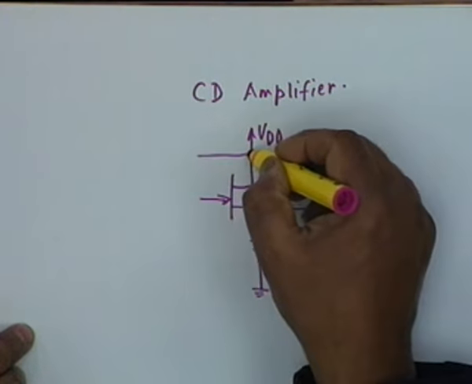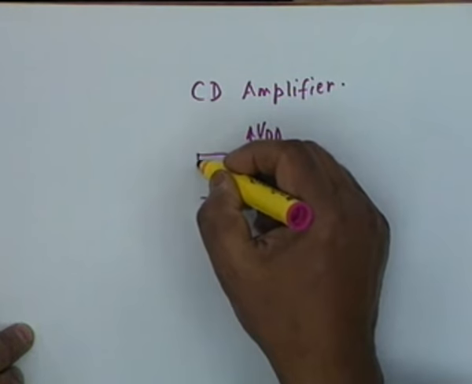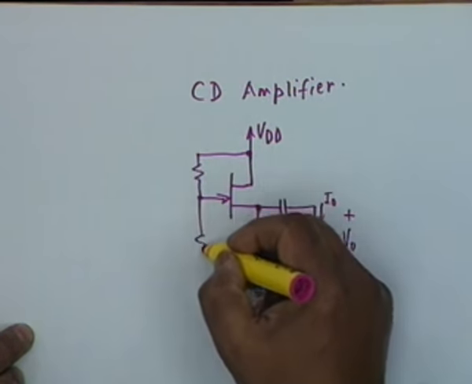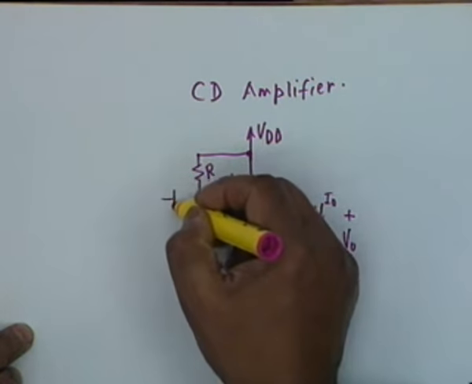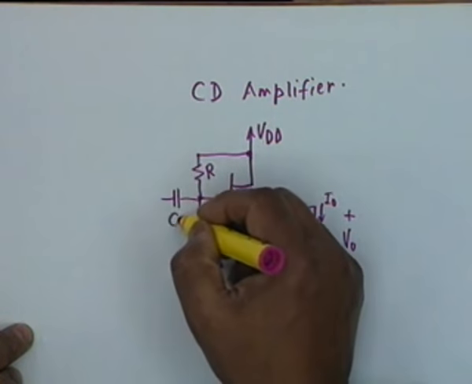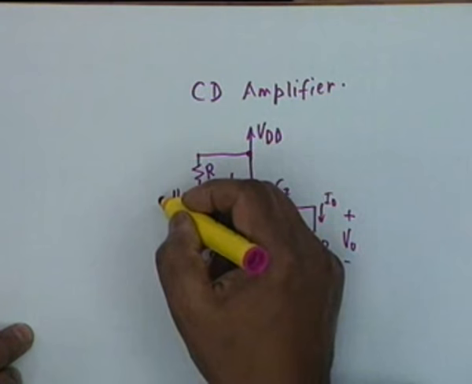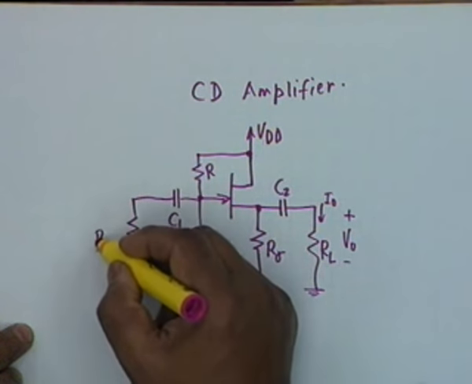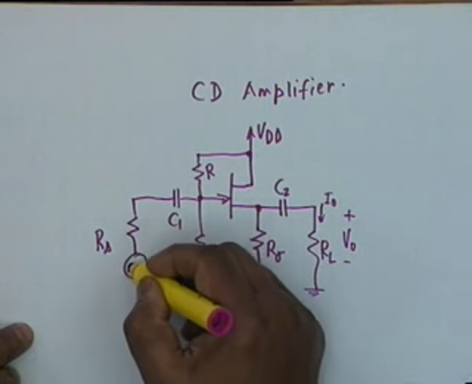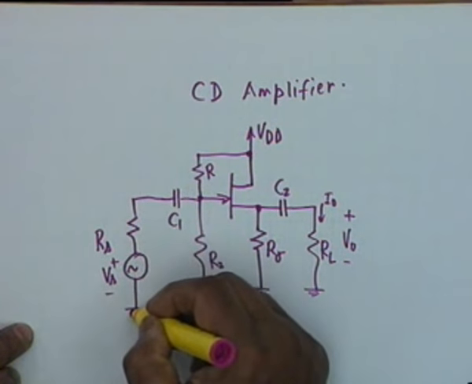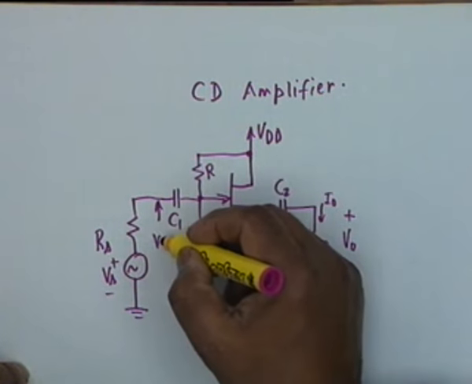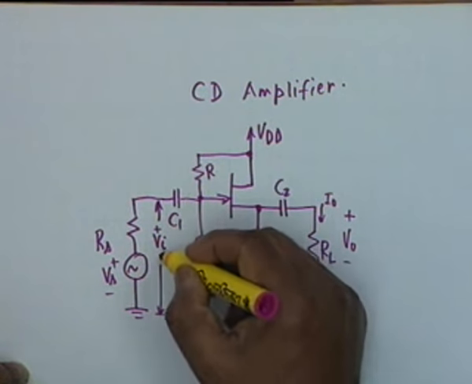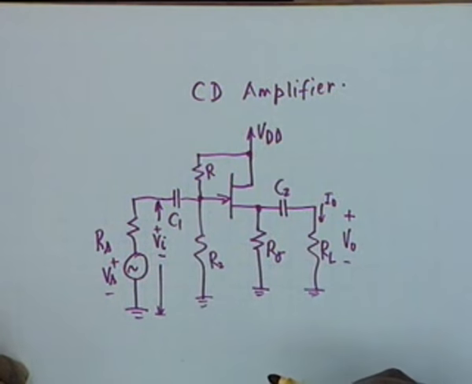To bias the gate G, we have two resistors as usual, R2 and R1, and the input is applied here through a coupling capacitor C1, to the source of resistance RS and voltage Vs. This is the common drain amplifier, and obviously the voltage here is Vi, and it is this gain V0 by Vi that we are interested in.